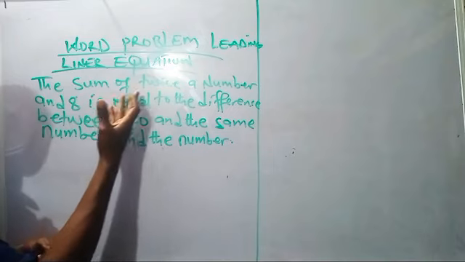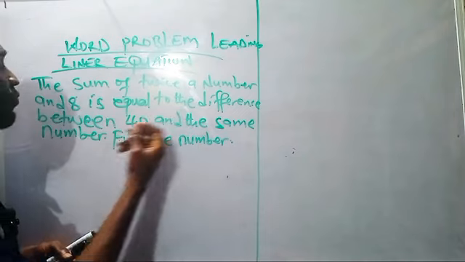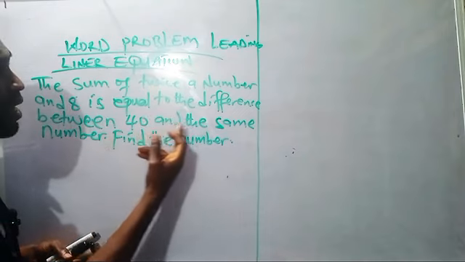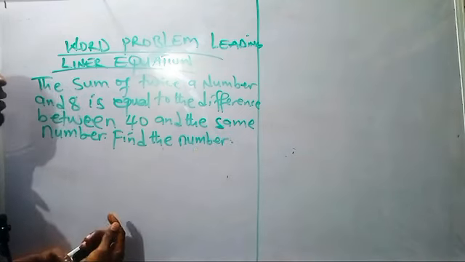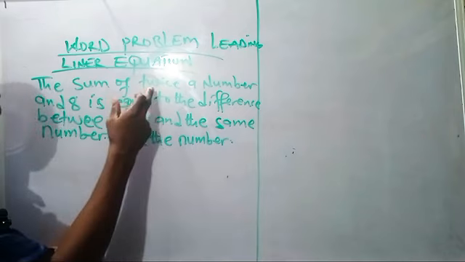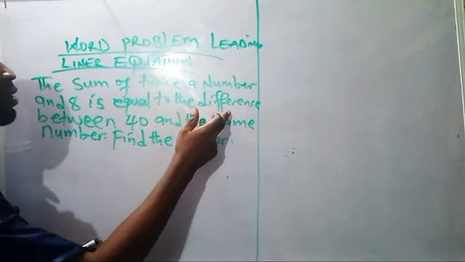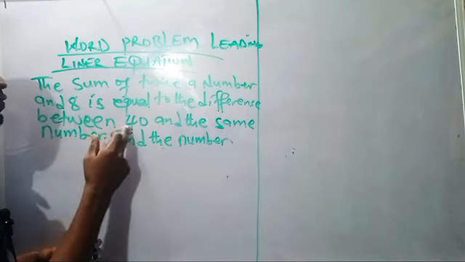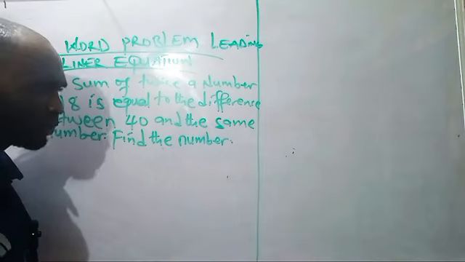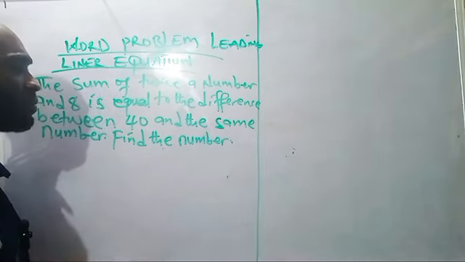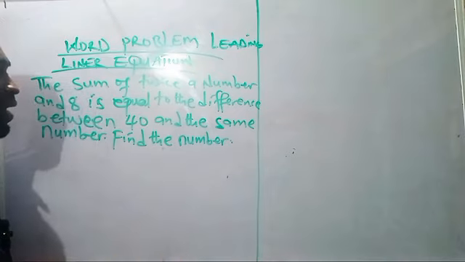Let me read it out. The question says: the sum of twice a number and 8 is equal to the difference between 40 and the same number. Find the number. I read the question again. The sum of twice a number and 8 is equal to the difference between 40 and the same number. Find the number.